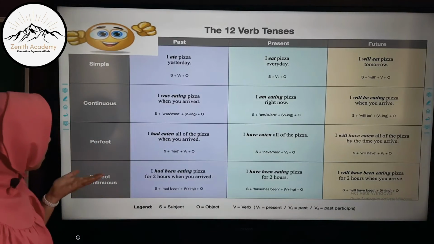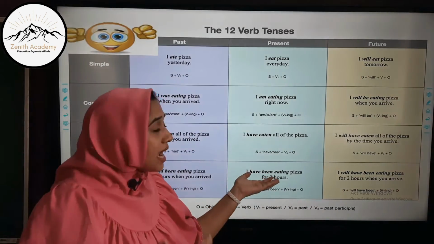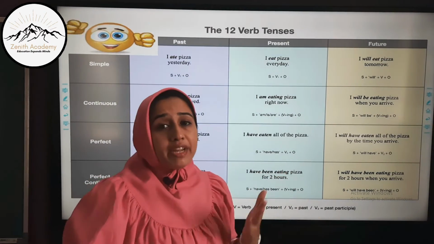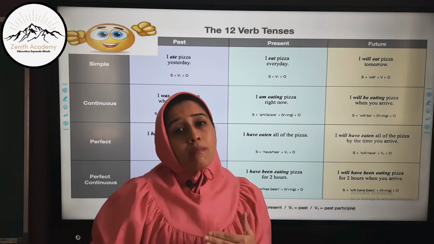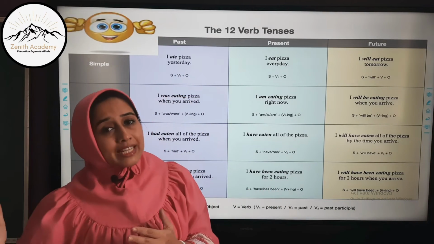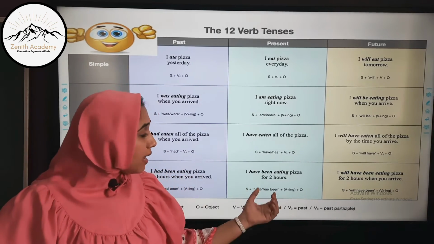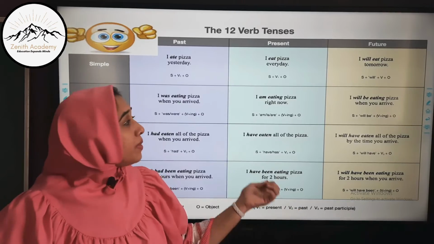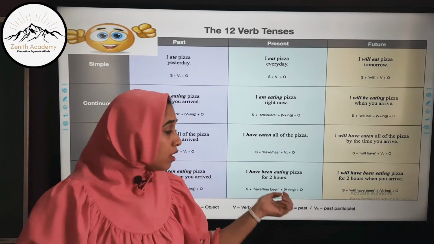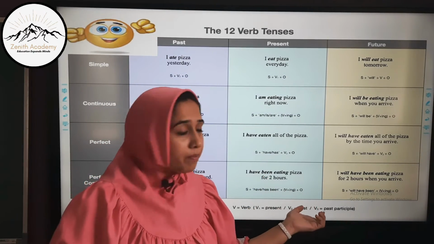The last part, perfect continuous tense in present time, is I have been eating pizza for 2 hours. So my action of eating pizza is still going on, but since a long time, for example since 2 hours, so that is why it is perfect, but it is still going on, it is not yet complete. That is why it is called perfect continuous in the present tense. I have been eating. So have plus been plus the ing form of the word.